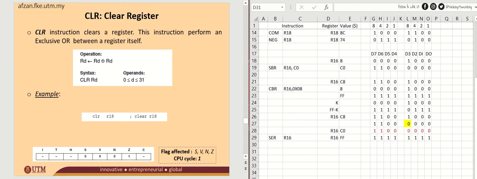The next instruction is CLR. This instruction is used to clear the register. This is the syntax CLR RD, in which RD is exclusive ORed with RD and the result is put back into RD. Let's say we want to CLR R16. What happens if you use CLR R16? R16 now becomes 0000 0000, which means you clear that number.